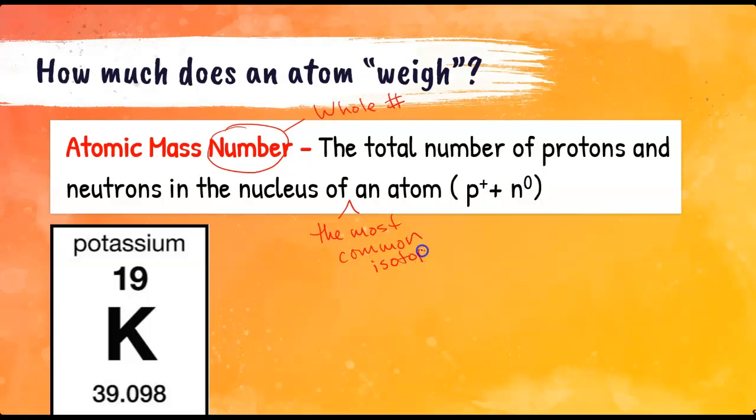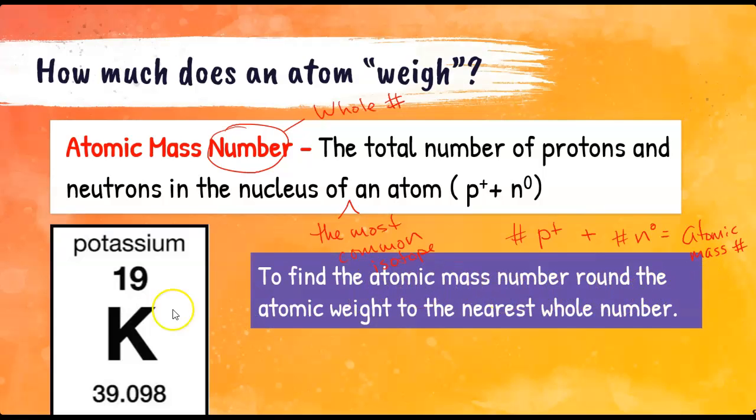Remember, the protons and the neutrons are the particles that carry all the mass of the atom, right? So this atomic mass number is the sum of the protons and neutrons. You could make an equation that looks like this: number of protons, add that to the number of neutrons, and you get the atomic mass number.